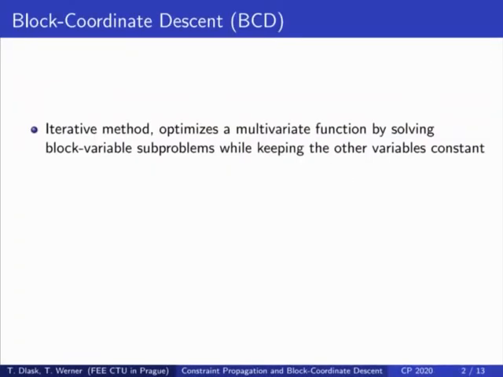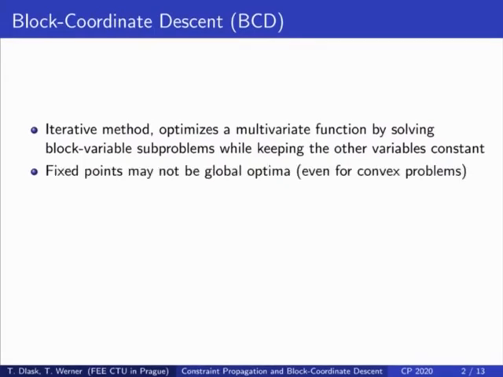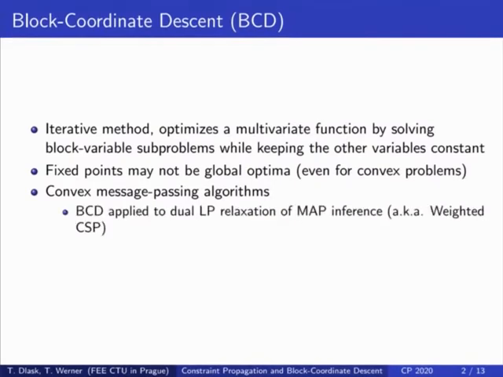BCD is a popular method in large-scale optimization, which in every iteration optimizes the problem over a subset of variables, keeping the remaining variables constant. Unfortunately, the fixed points of this method can be arbitrarily far from global optima, even for convex problems, and the class of problems for which BCD provably converges to global optima is currently quite narrow. Yet, BCD methods, known as convex message passing, are state-of-the-art for approximately solving the LP relaxation of the MAP inference problem in computer vision, which is also known as the weighted CSP.